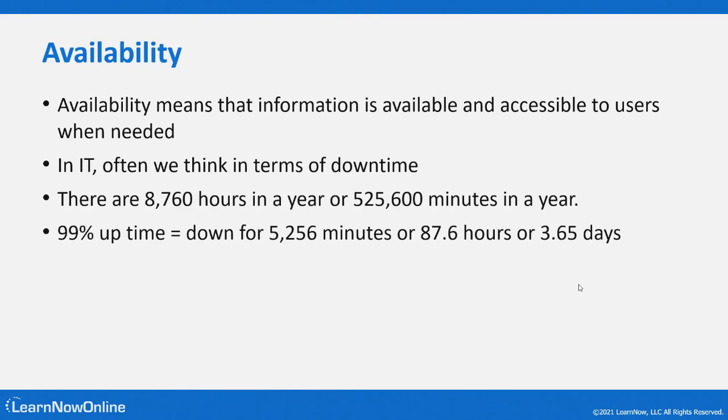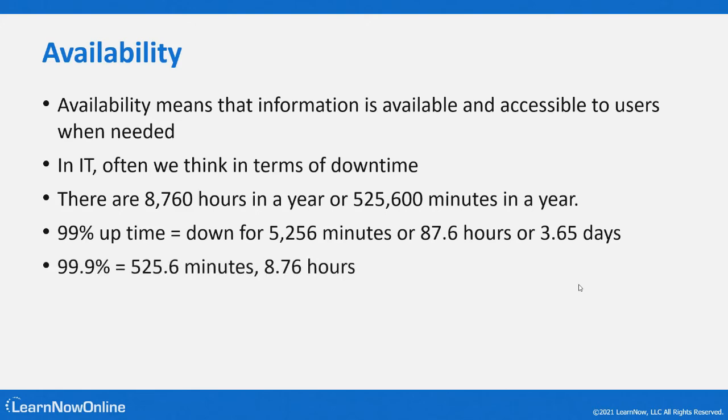If you have a 99% uptime, meaning that you're only down for 1% of the year, that means that you were down for 5,256 minutes, or 87 to 88 hours, or 3.5 days, roughly. That's quite a bit of time for your system not to be available. Imagine you wanted to purchase something on Amazon, but it was only up for 99% of the year. That would mean there's almost 4 days where Amazon cannot take orders. That would be a lot of money that they're missing out on.